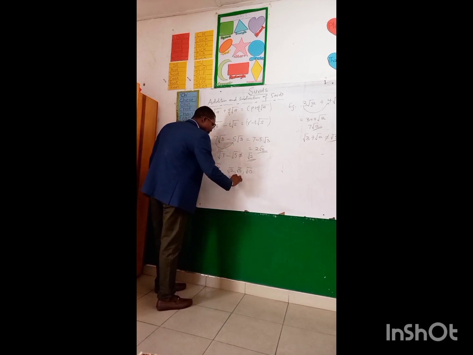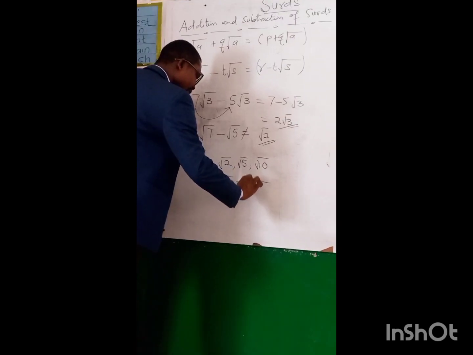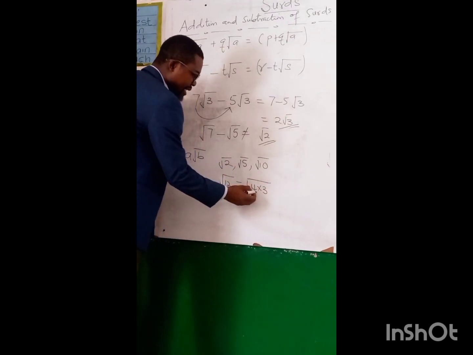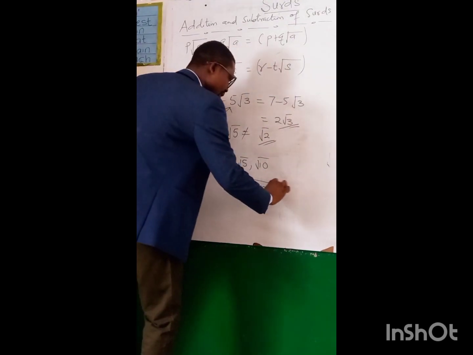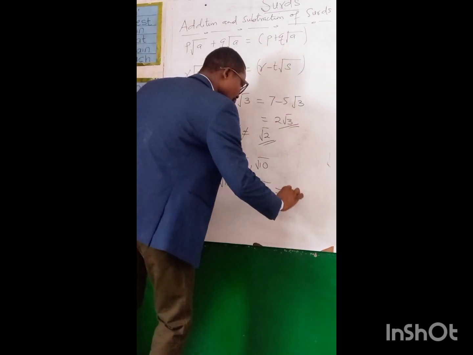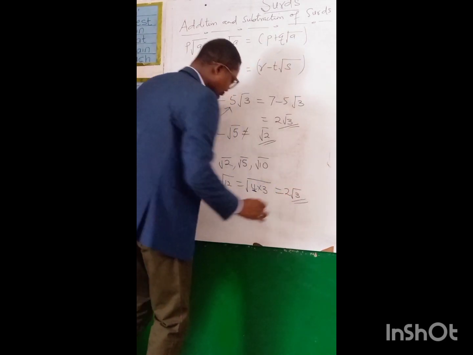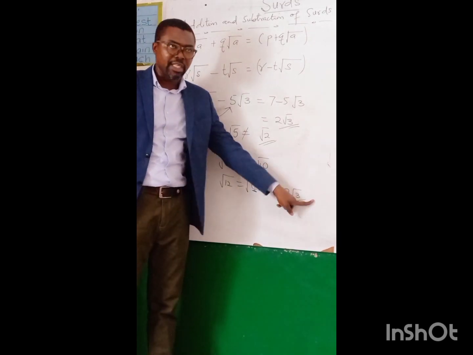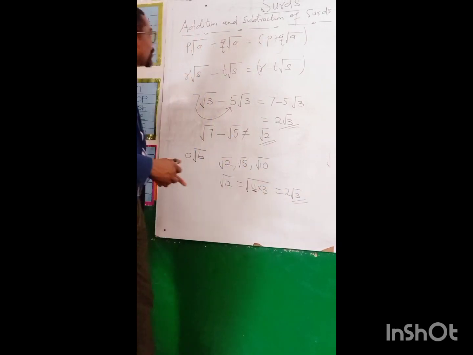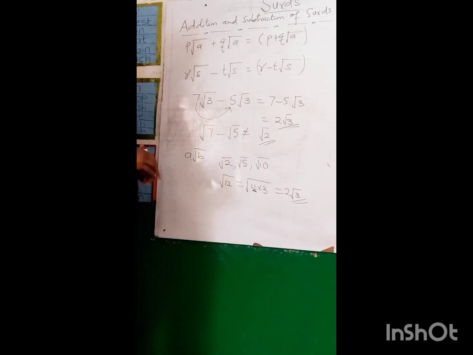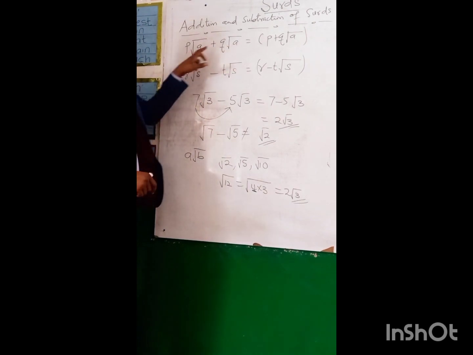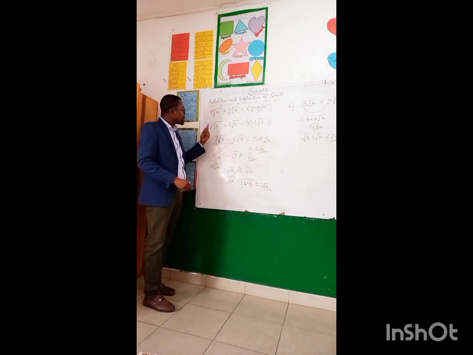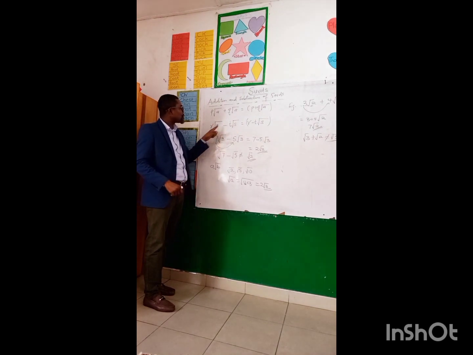So I'll now write my root 12 as 4 times 3. 4 is a perfect square. The square root of 4 is 2, and that should give me 2 root 3. So when I simplify root 12, that should give me 2 root 3. So please let us take note. Anytime you want to add two surds, the numbers under the root must be the same. Same way for subtraction. When you want to subtract two surds, the numbers under the root must be the same.